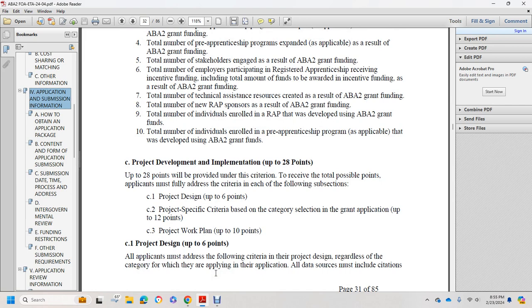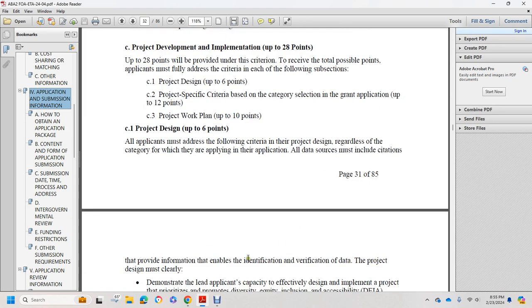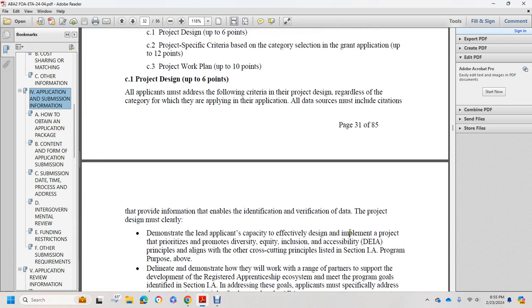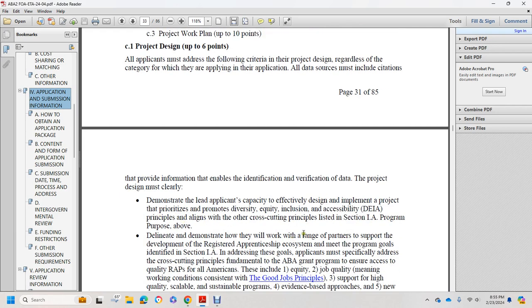C1. Project design, up to 6 points. All applicants must address the following criteria for the project design regardless of the category for which they are applying in their application. All data sources must include citations and provide information that enables identification and verification of the data. Demonstrate lead applicant capacity to effectively design and implement a project with partners, promote diversity, equity, inclusion, and accessibility, align with the other cross-cutting principles listed in 1A of the program purposes above, and demonstrate that it will work with a range of partners to support and develop the registered apprenticeship ecosystem models for the program identified in section 1A. Addressing the goals, applicants must specifically address the cross-cutting principles found in the Apprenticeship Building America grant program to ensure access to registered apprenticeship for all Americans.